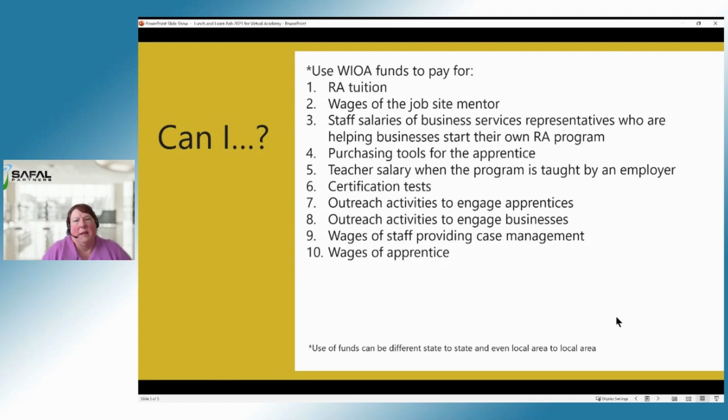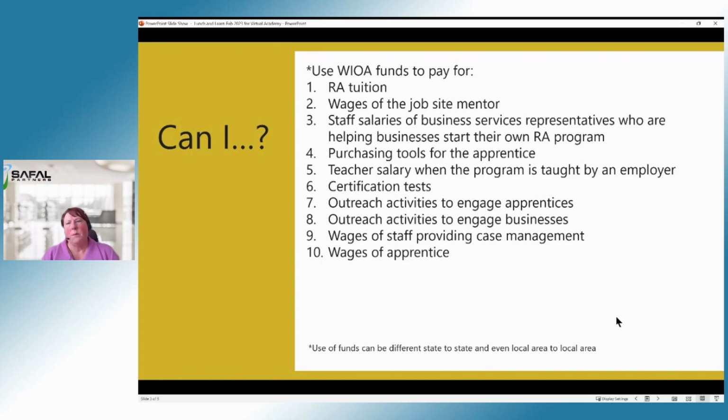How about the salary of your business services representatives who are actually going out and helping a business to start a registered apprenticeship program? Are you paying for that work that they may have to do? And tell me what kind of work you think that is that the business services rep is doing. And I'll give you some time. So you absolutely can pay for their salaries.